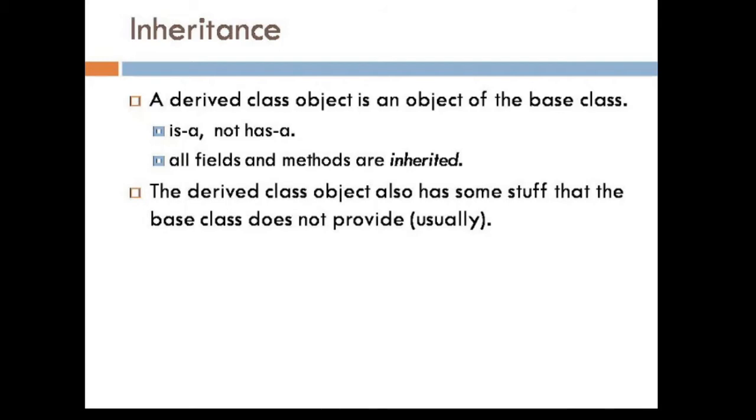So all the derived class objects can also have the stuff that the base class does not provide usually. It depends upon the usability and the purpose, why it should be needed. Whatever new thing has to be added as an add-on to the child class, it is that stuff that the base class does not provide usually.